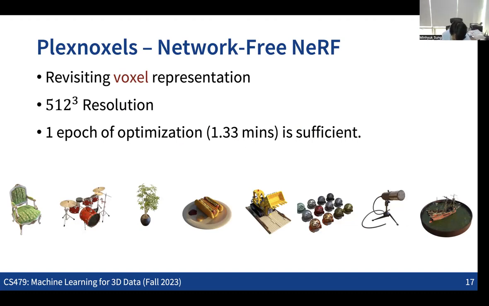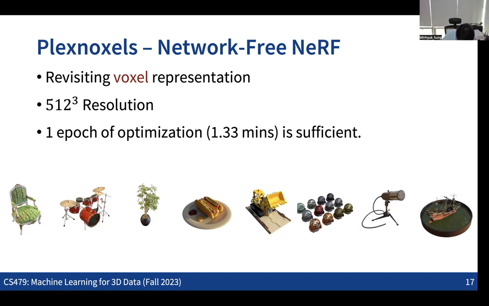And this is also a case where we are revisiting the voxel representation. Let's think about the case where we have the voxel representation and no implicit function, and we are only having this 512 resolution of 3D voxels. It turns out that if we utilize this voxel representation, then the NeRF training, the optimization, becomes super fast.